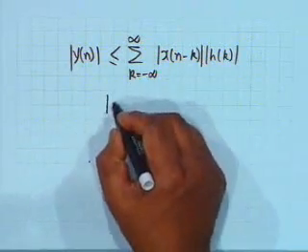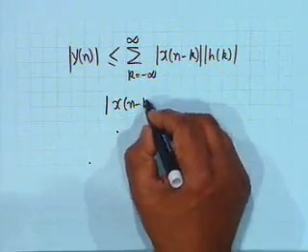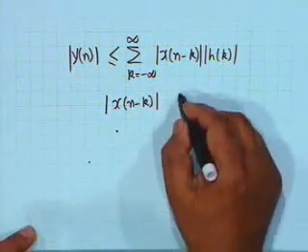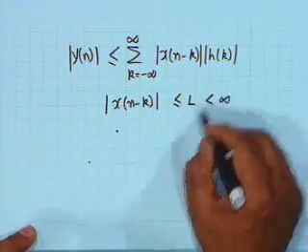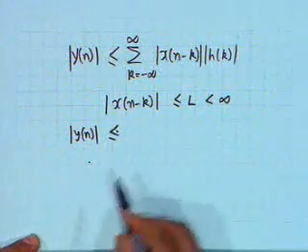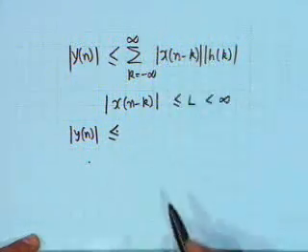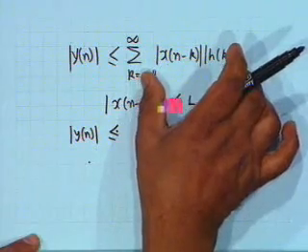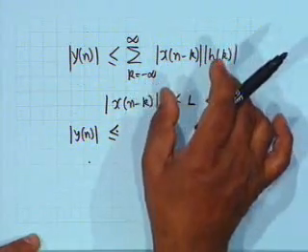By assumption, your x of n minus k, this mod is bounded. X of n is bounded, is less than or equal to L, less than infinity, and therefore mod of y of n must be less than or equal to, if I replace this by capital L, then this summation would be further less.